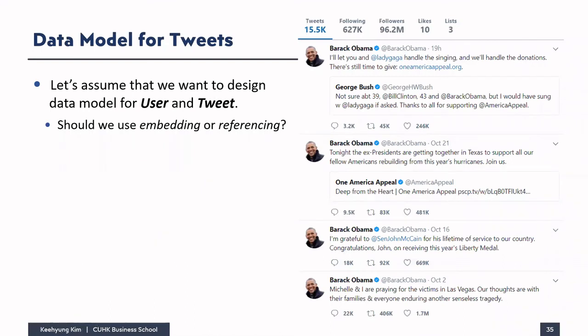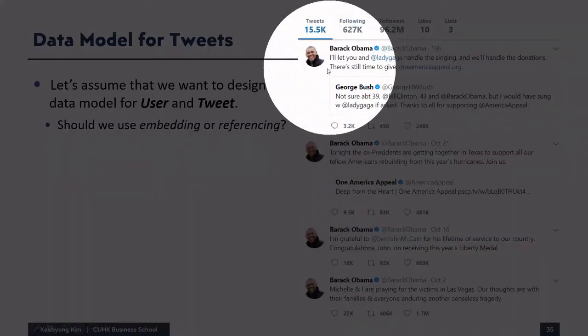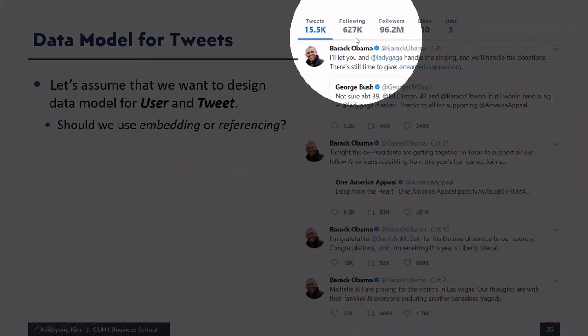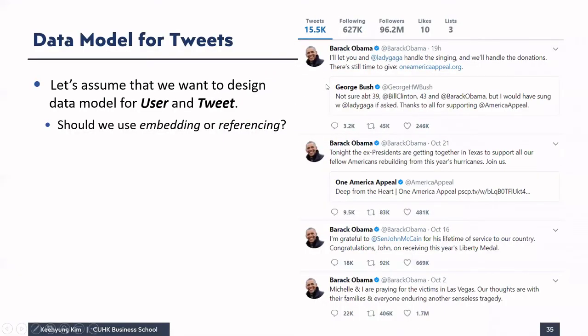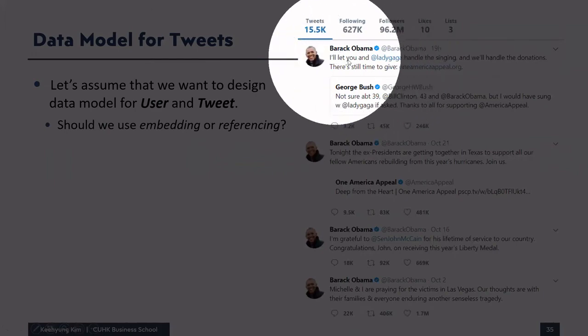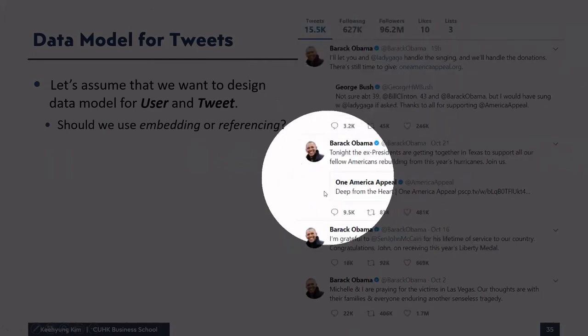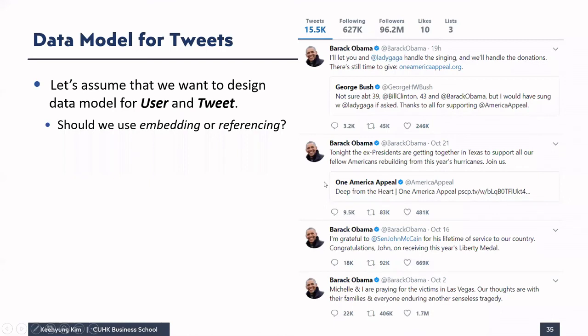Let's assume that we want to design a data model for user and tweet. User means there is some information about the user, like how many followers he has, how many likes he has, and so on. And we also want to store information about the tweets from each user. Then in this case, should we use embedding or referencing? Which data modeling is better?